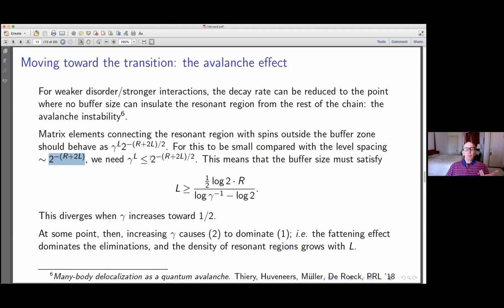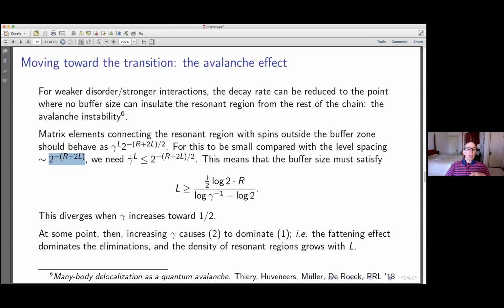Really, this is the same perturbation theory that I mentioned way back at the beginning when I was talking about a single spin. You remember I said if the off-diagonal matrix elements are smaller than the diagonal ones, then the eigenstates resemble the basis vectors. It's really the same thing going on here.